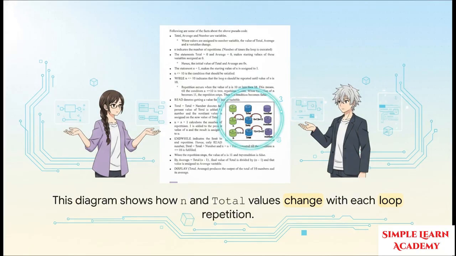We read a number, let's say you type in 12. The total, which was 0, now becomes 0 plus 12, so it's 12. Then n goes up to 2. The loop starts again. This time you type in, say, 15. The total gets updated, it becomes the old total, 12, plus the new number, 15, which is 27. And this cycle just keeps going until we've done it 10 times.